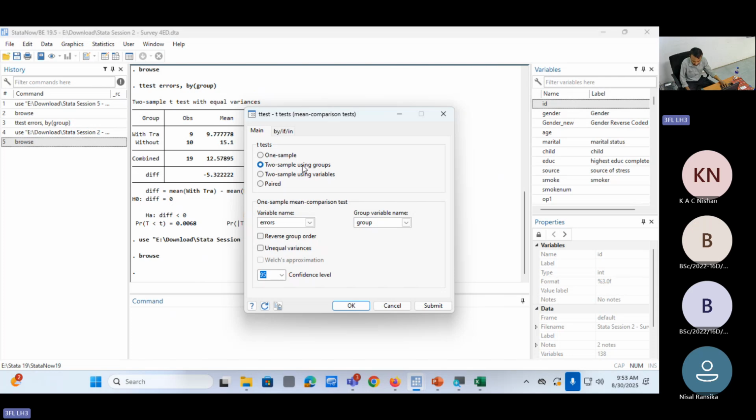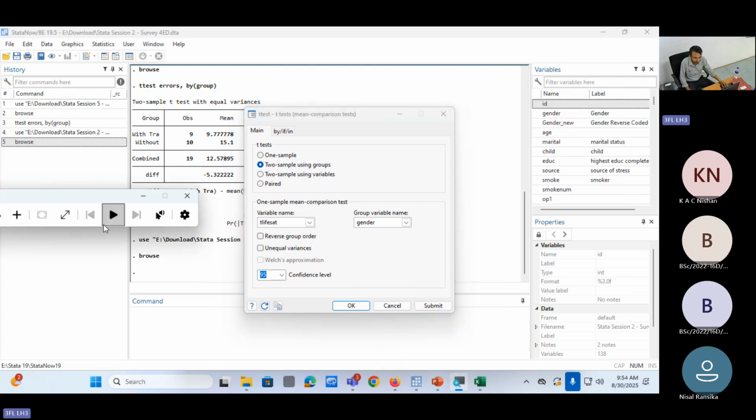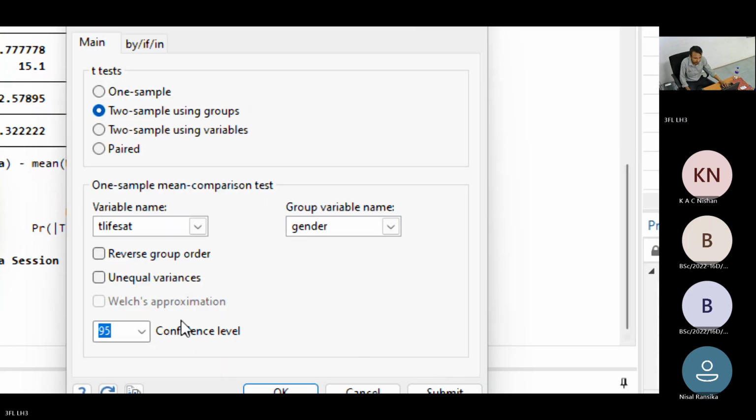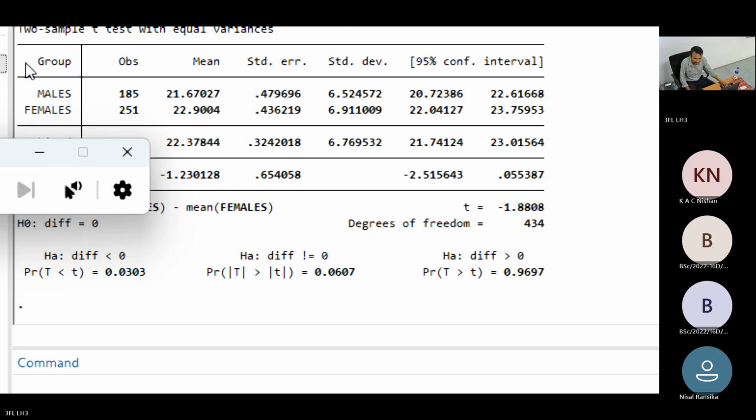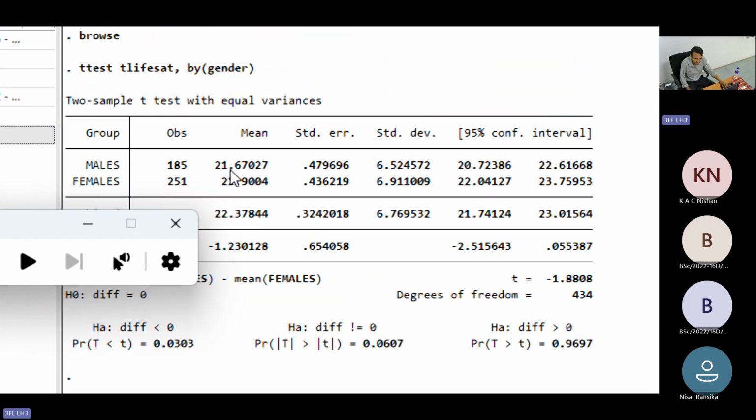Then two samples. The grouping variable is gender. Gender is the grouping variable. T life sat is the variable and you press OK. Then you get this output.